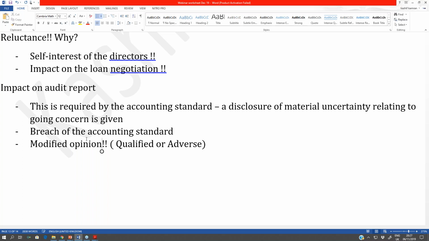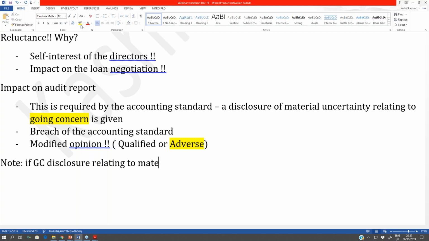Now, the reason is, I have covered this in my previous webinar as well, that because the matter relates with going concern, and going concern is such an important matter, and going concern is the basis of preparing the financial statement, that is the reason you have to give an adverse opinion. If the going concern disclosure is not given, you can remember this note: if GC disclosure relating to material uncertainty is not given, it is equal to an adverse opinion. Because that is such an important reason. Going concern is the basis of preparing the financial statement.